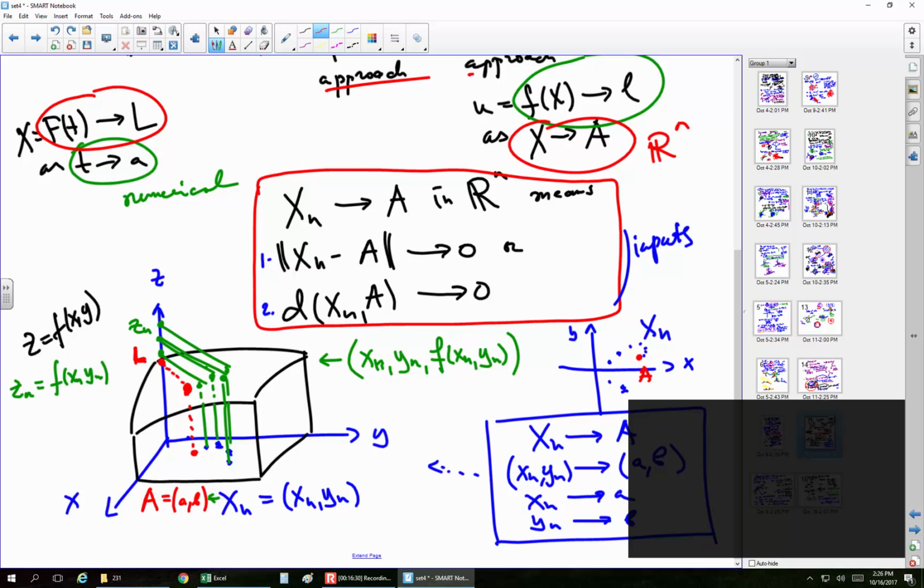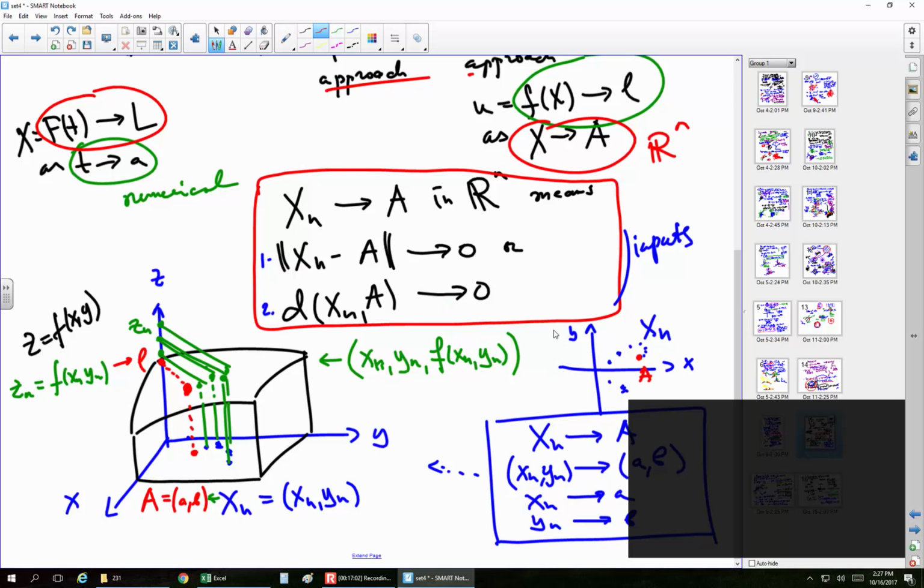And, well, actually, let me put a lowercase l here to emphasize, as I have been emphasizing, the difference between vectors and numbers. So L is a number. It is on the z-axis, so we are looking at convergence of nothing but numbers. Okay, so that's what we want, like this. That's what we want to examine to find out whether or not this is the case.